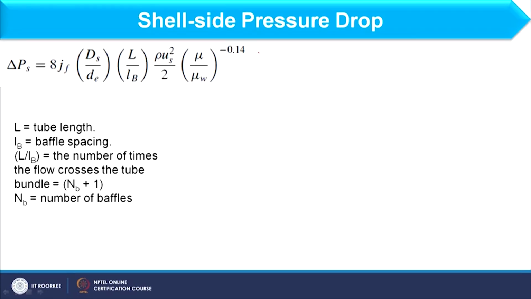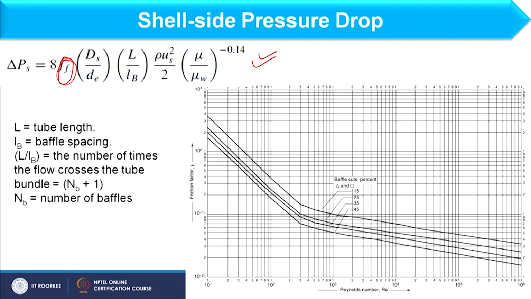So, if you see here, we have the expression to calculate the shell side pressure drop. JF is again the frictional factor, which you can see from this graph. It will depend on the baffle cut. So, whatever baffle cut you are considering, based on that you can see the JF factor depending upon the Reynolds number. Okay. And here we have ds by dE. dE is the equivalent diameter that we calculated in the heat transfer coefficient calculation in the shell side. ds is the shell diameter.